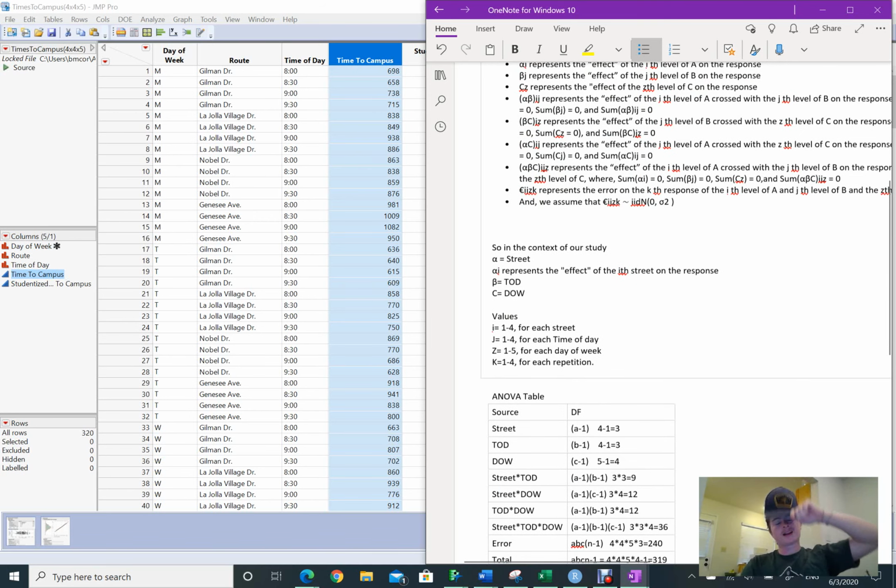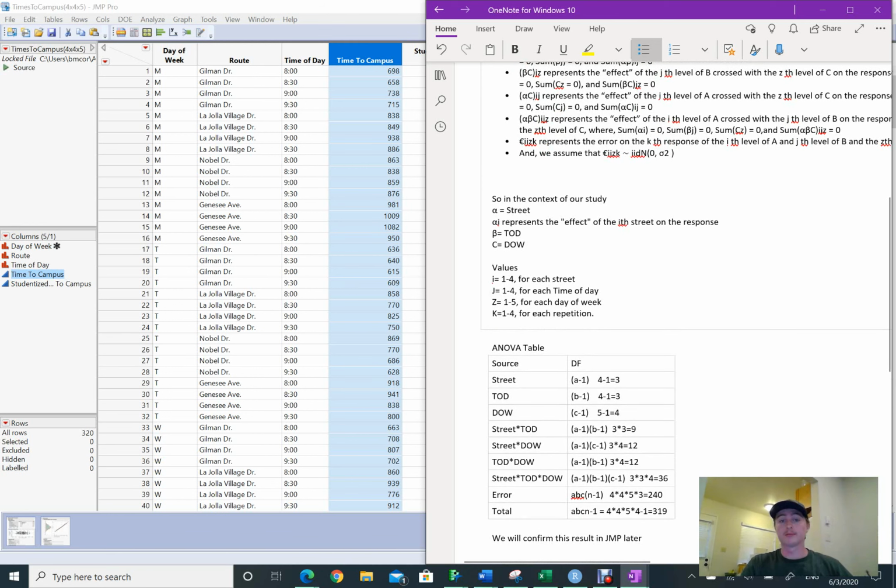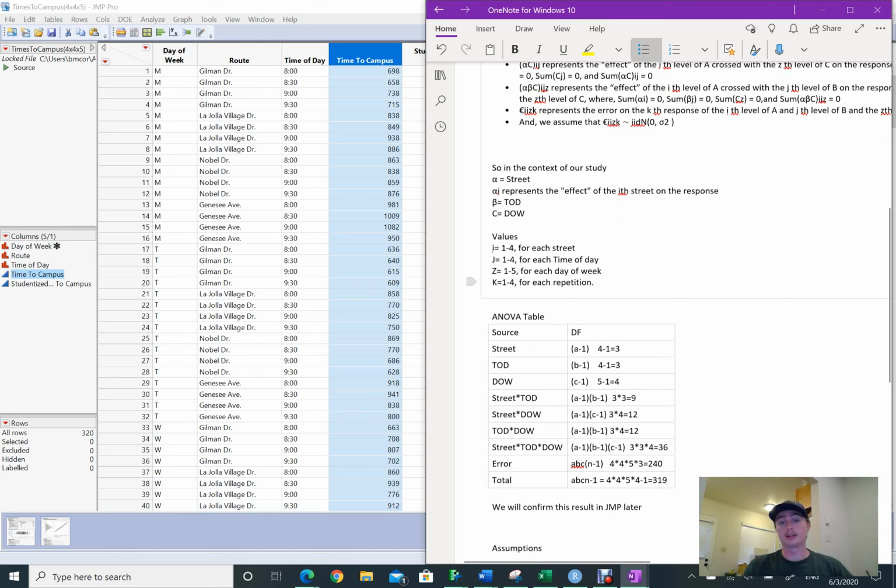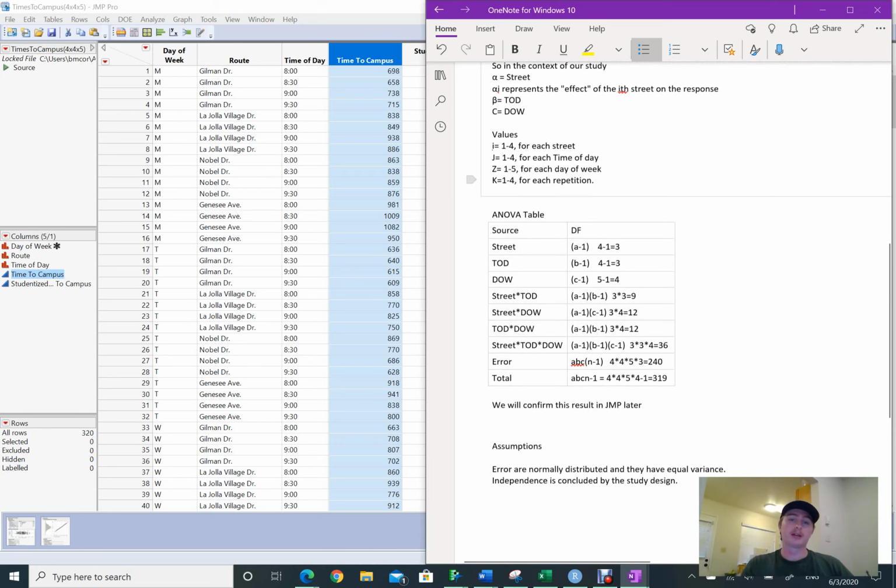I already went over this a little bit, but just to see it again, our alpha is our street, so our first factor. Our second factor is time of day, and our third factor is day of week. There are values that each is going to take on. The i is going to be 1 through 4 for each street. The j is going to be 1 through 4 for each time of day. The z is going to be 1 through 5 for each day of week. And the k is going to be 1 through 4 for each repetition.